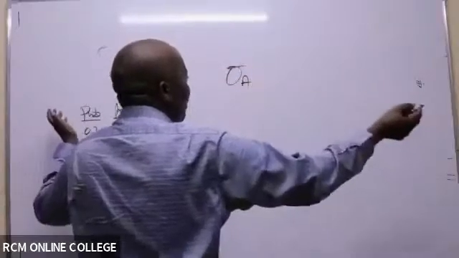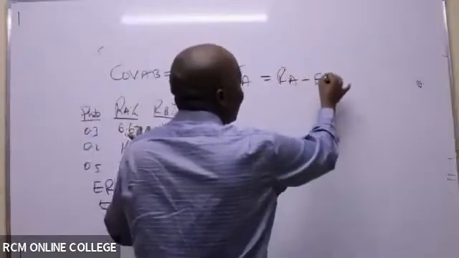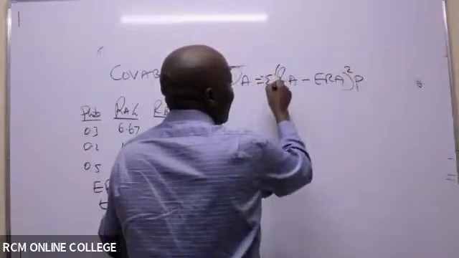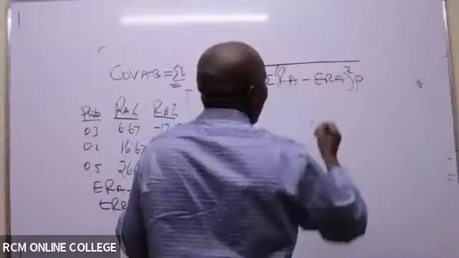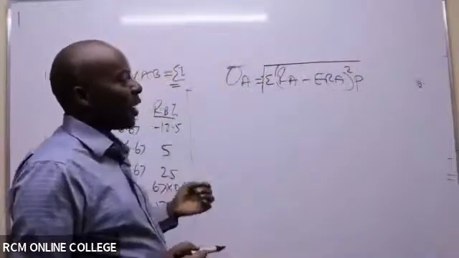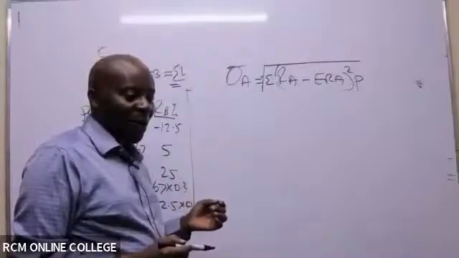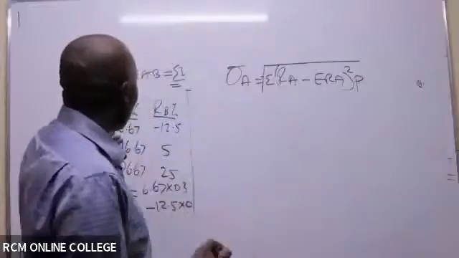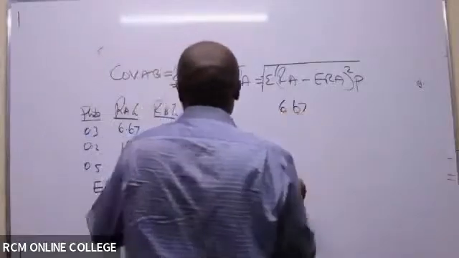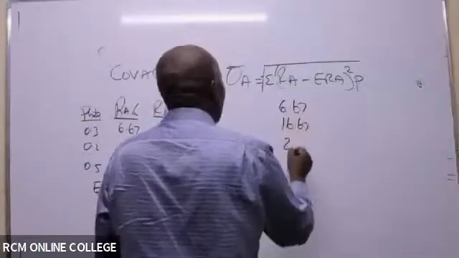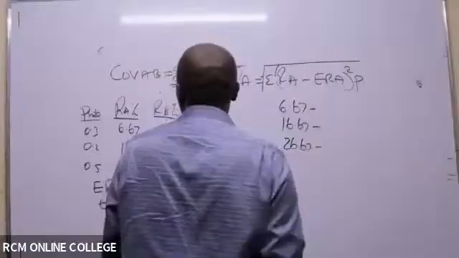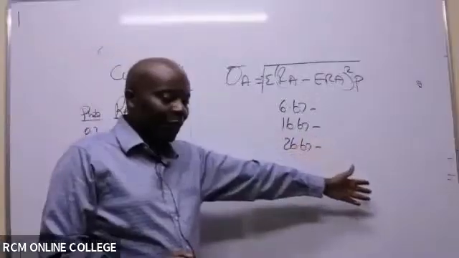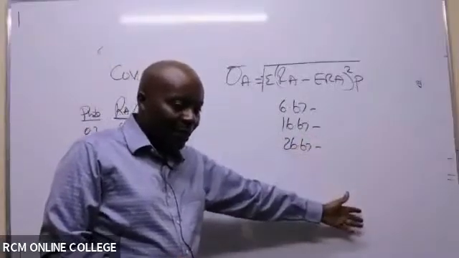Deviation means subtraction. So I'll talk about returns of A minus expected returns of A, and then this has to be squared, times probability. Of course, there are many of them, so summation. And then from there, we'll put a square root. Now we take in the actual returns of A: 6.67, 16.67, then 26.67. Then you say minus, minus, minus. Fortunately, you guys had given me the expected returns of A, but I rubbed mine and I've forgotten it.